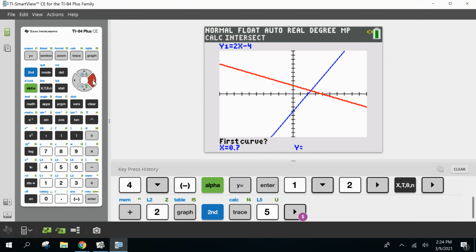Make sure I move using my right and left arrow keys, move that spider as close as I can get to the point of intersection. Enter 3 times, or remember, first curve enter, second curve enter, and then guess your final enter. And there is my point of intersection. Not very pretty, but I'm going to have to deal with it. 2.4, 0.8.